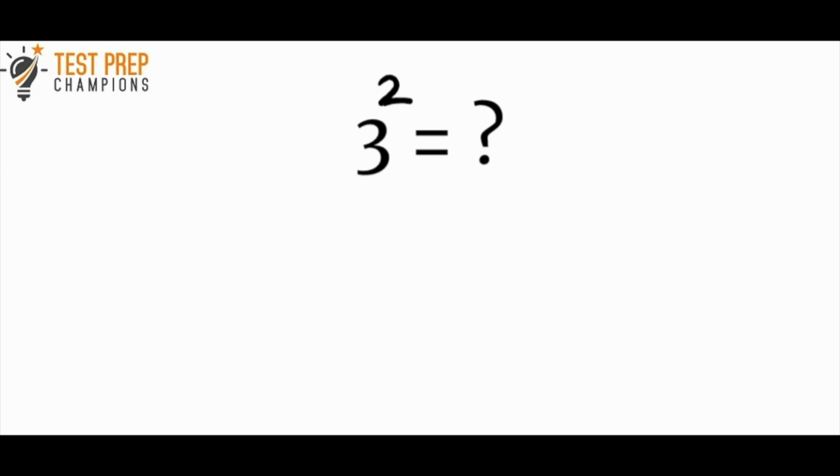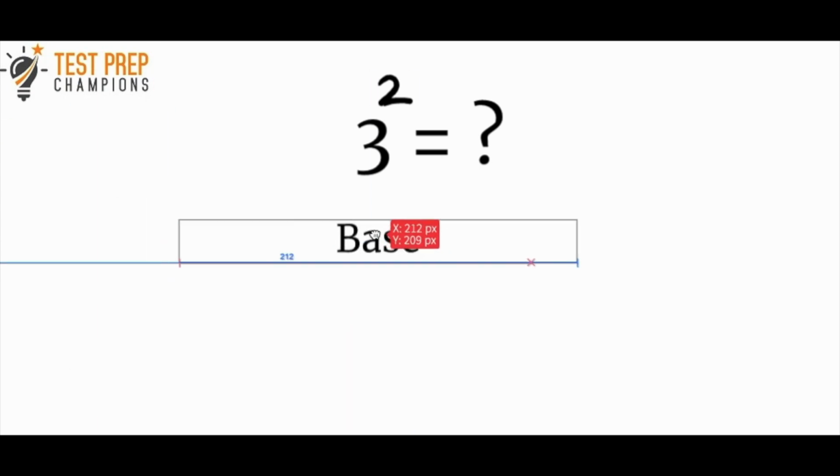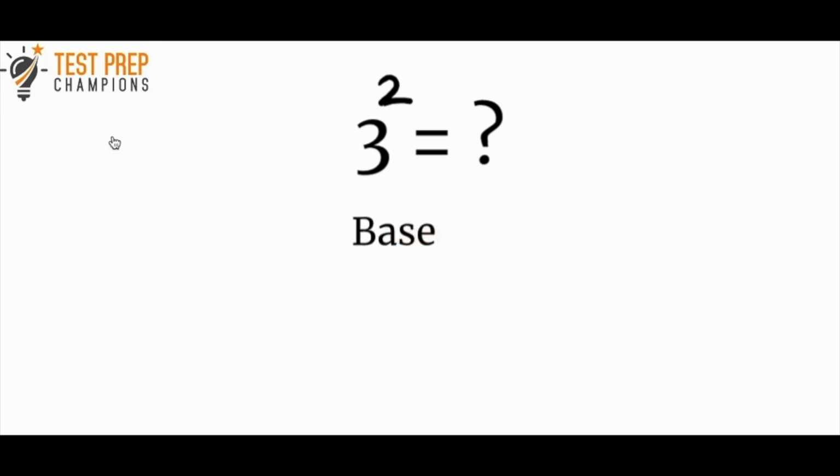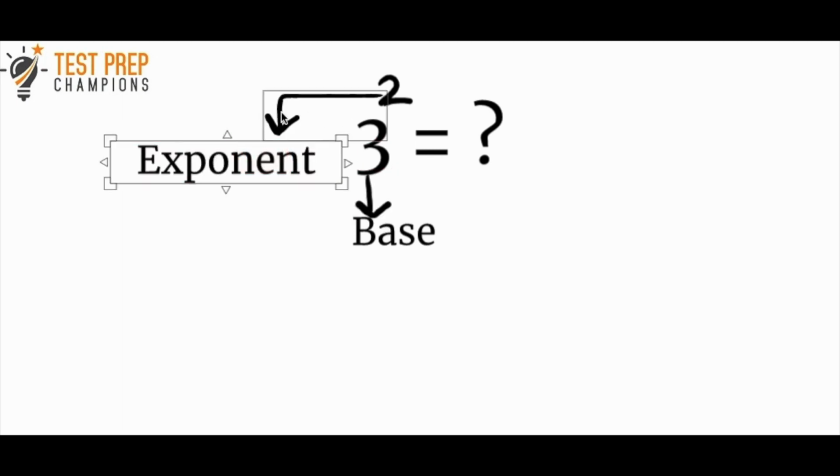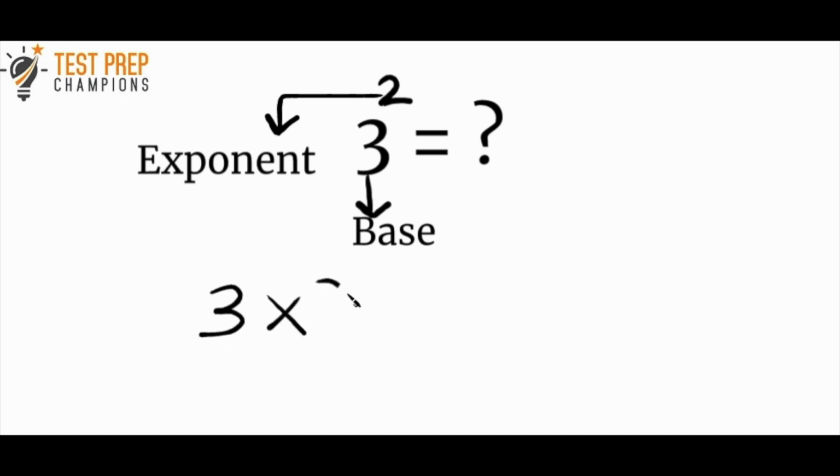So what you need to know for a question like this is that 3 is what we call our base, and 2 is what we call our exponent. So the exponent tells us how many times the base appears in multiplication. So for 3 squared, the 2 tells us that the 3 is going to appear in multiplication twice. So to solve this question, you would just simply do 3 times 3, and the answer is 9.